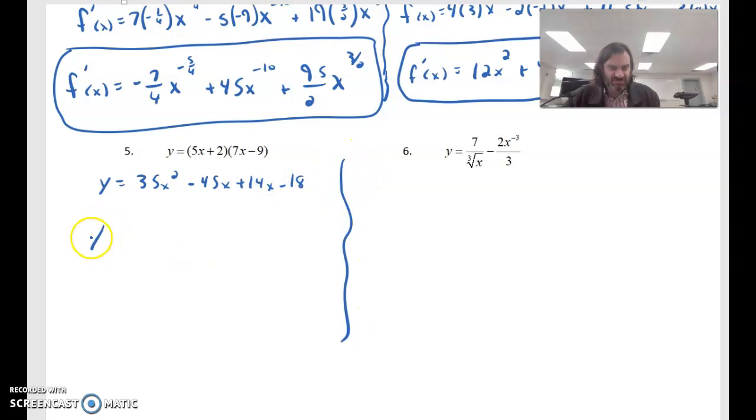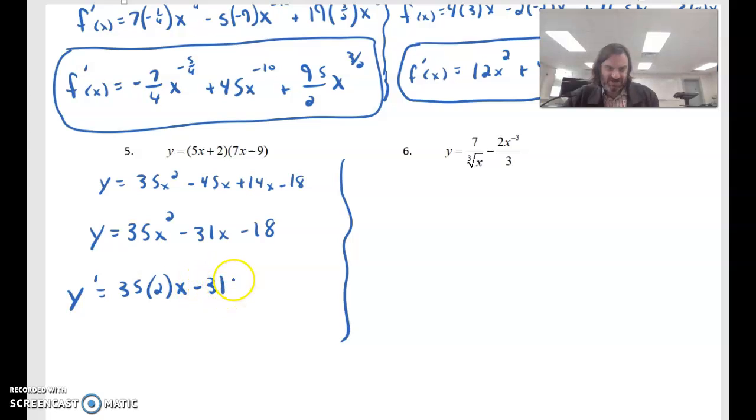Let's go ahead and combine those middle terms before we take the derivative. 35x squared minus 31x minus 18. Maybe that's right. The derivative will be 35 times 2 times x to the 1st minus 31x to the 0. So we don't have to write the x. Minus 18. So the 18 goes to 0. So the derivative will be 70x minus 31.